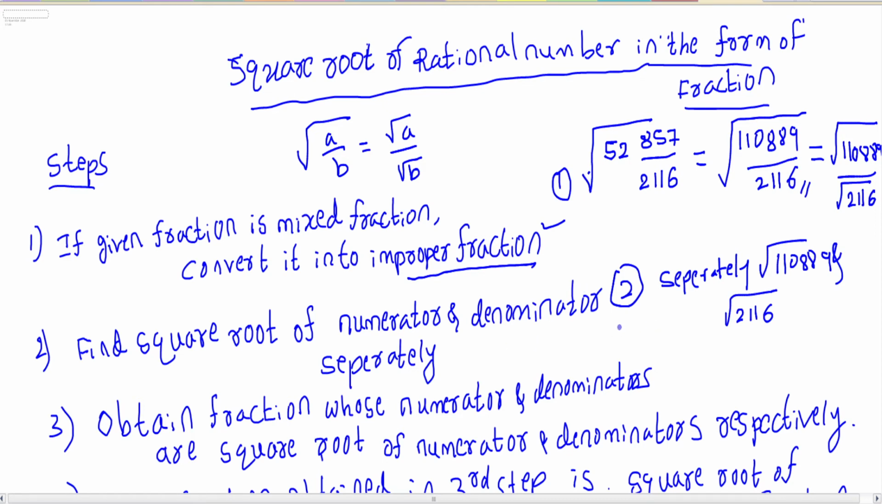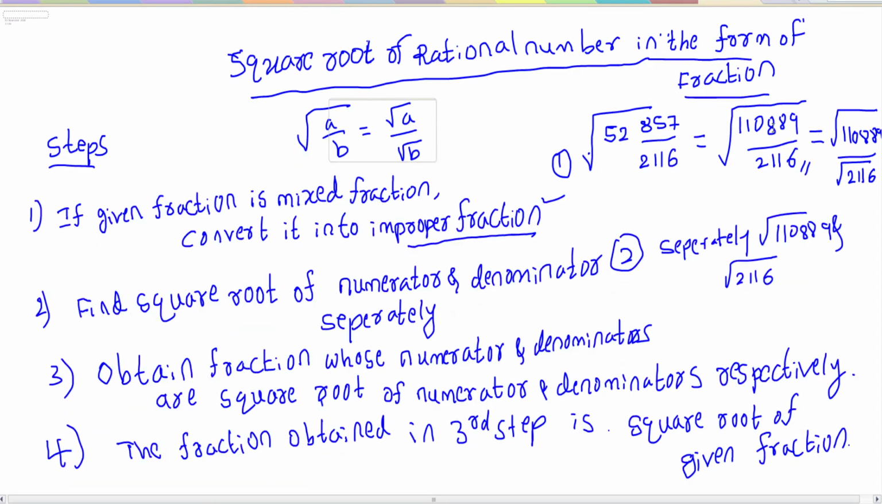How to work out the square root of numerator and denominator separately? Again by the long division process. Then obtain the fraction. For example, if the square root of this one is x, and the square root of this one is y, obtain the fraction whose numerator and denominator are the square roots of the numerator and denominator separately. That is, you can get x by y.